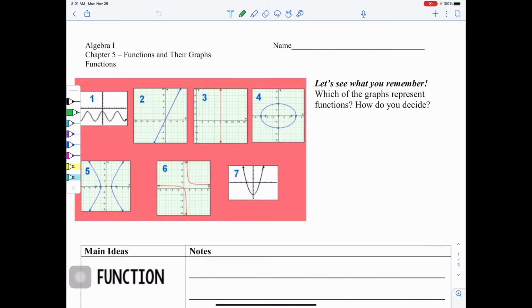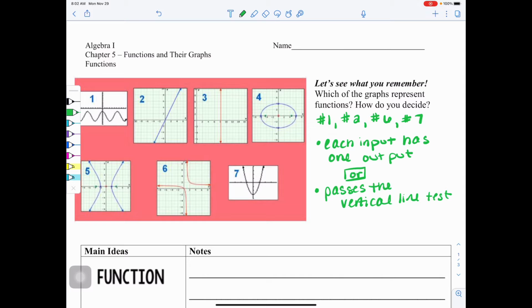Today's lesson is called Functions. So we're going to start with a little opening activity. It says, let's see what you remember. Which of the graphs represent functions? How do you decide? So at this time, I'd like you to pause the video, answer the question, and when you're ready to go over the answers, you can resume the video.